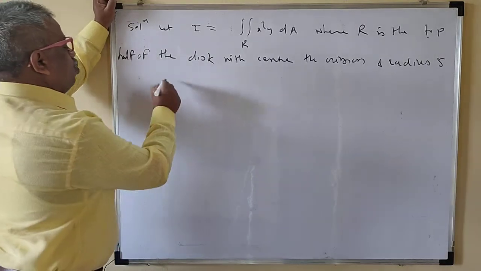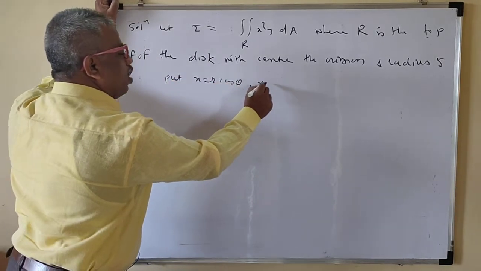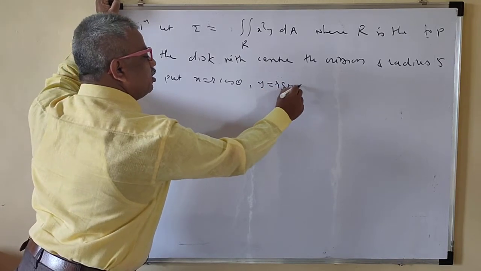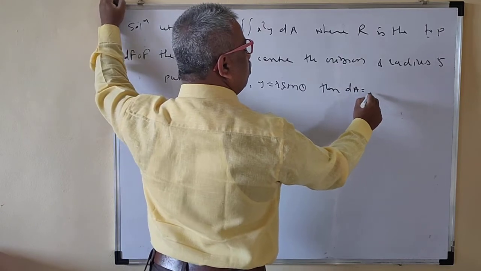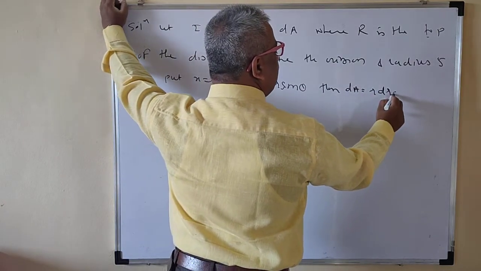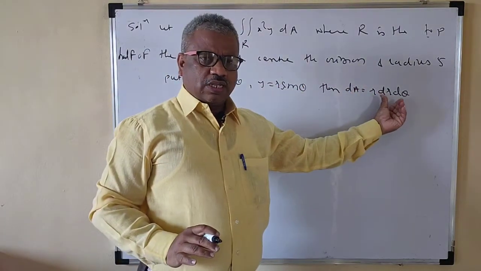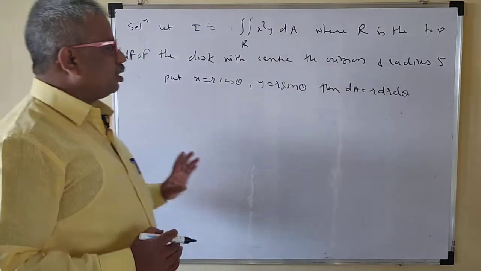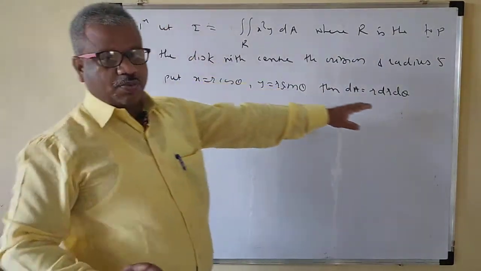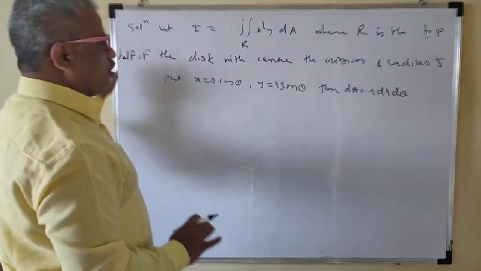Okay. So put x equal to r cos theta, y equal to r sin theta. Then dA is equal to r dr d theta, or d theta dr. Whatever, no problem here. The order is unimportant here; when you put the limits of r and theta, then the order is important. You may write d theta dr or dr d theta.